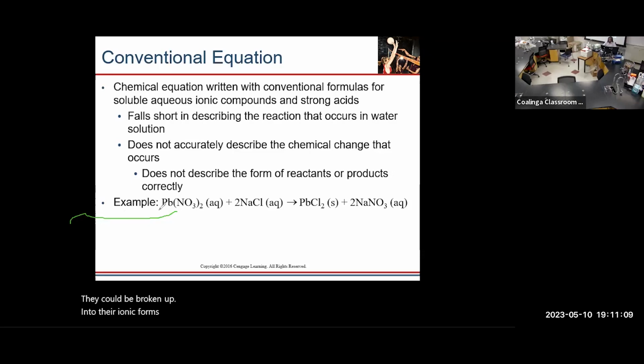So in the case of lead 2 nitrate, we know it's lead 2, so it's Pb 2 plus. And it's aqueous. Plus 2 NO3 minus.